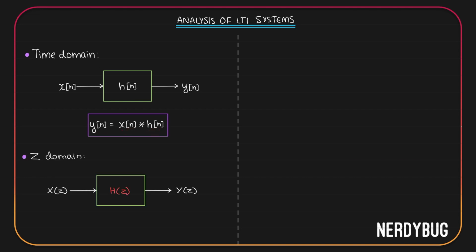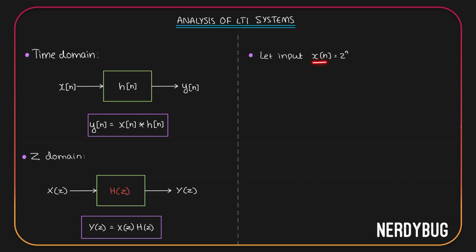In the z domain, we take x of z as input. It is the z transform of x of n. The output y of z is the z transform of y of n. Also, h of z is the z transform of h of n. Here we have the relation y of z is the product of x of z and h of z.